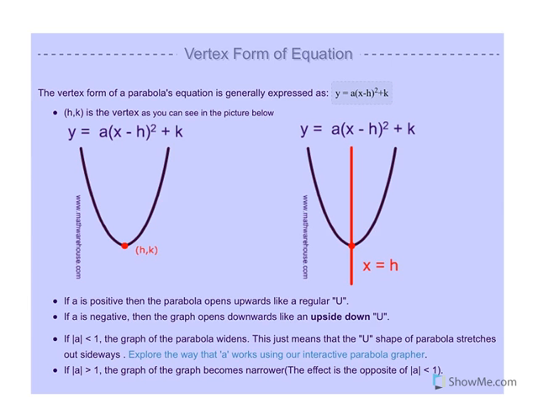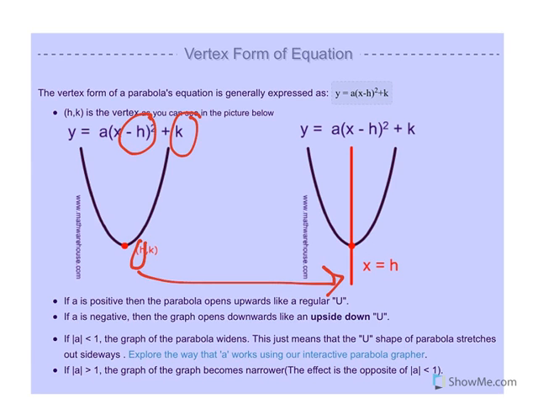Okay, this is what vertex form is. The vertex form of a parabola's equation is generally expressed as y equals a, parentheses x minus h, squared, plus k. So (h, k) is the vertex, as you can see in the picture. Your vertex also gives you the x value, which is the h, or your axis of symmetry.